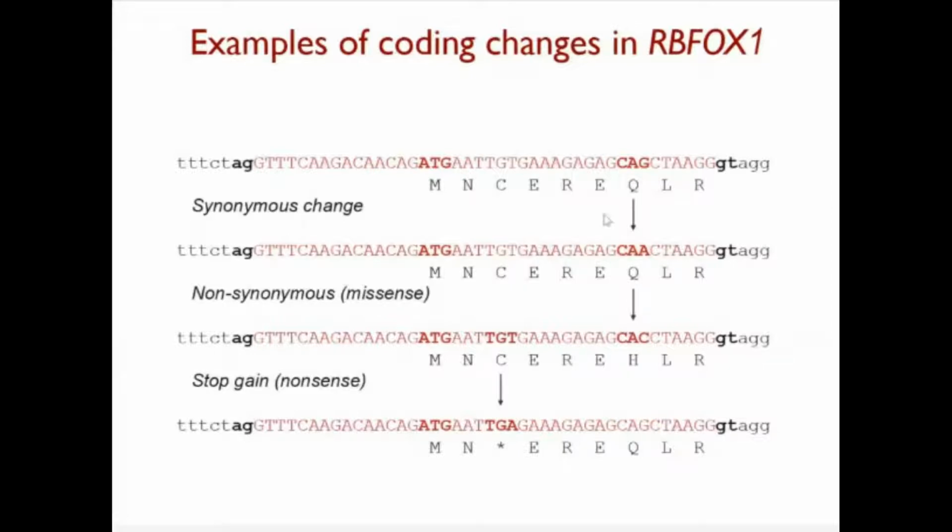A nucleotide change like this in a codon, like CAG to CAA, may or may not change the coded amino acid. Here it doesn't change. CAG changes to CAA. The amino acid is the same, or it may change the underlying amino acid from CAA to CAC. It is Q to H, to histidine change. Or it may introduce a stop codon within the coding exon, like TGT changes to TGA. This is a stop codon, so we introduce stop gain, or this is a nonsense mutation.